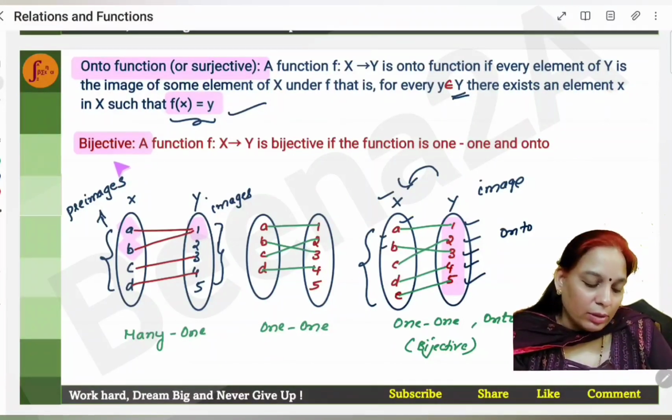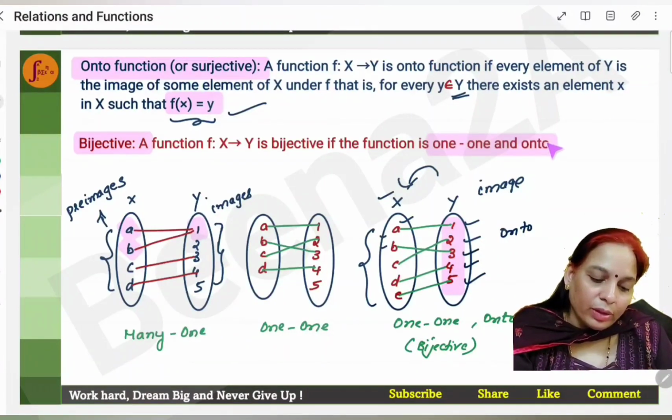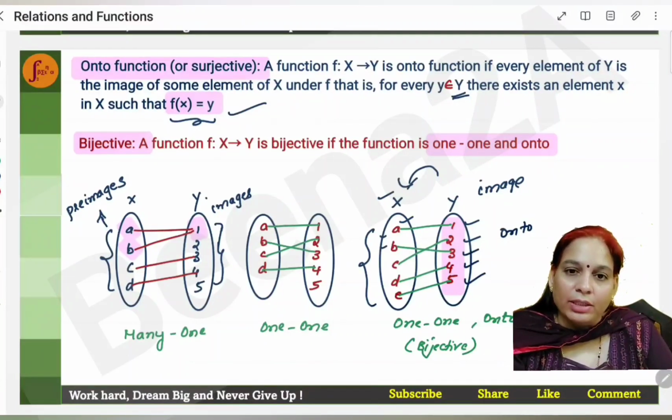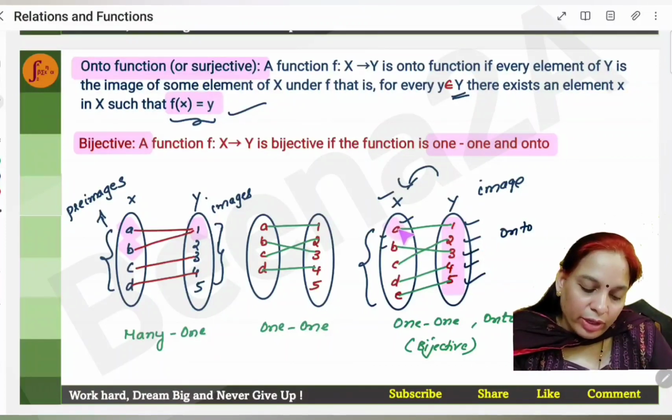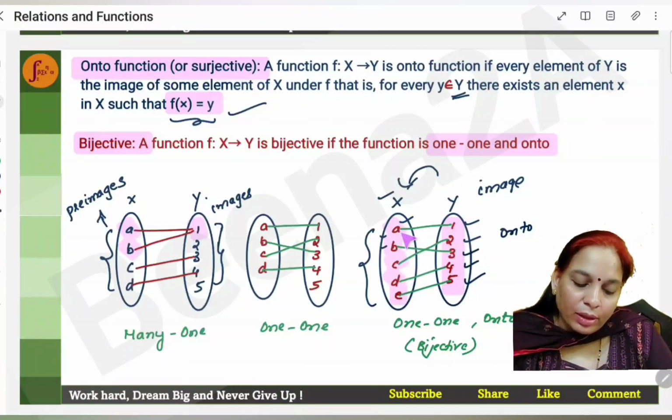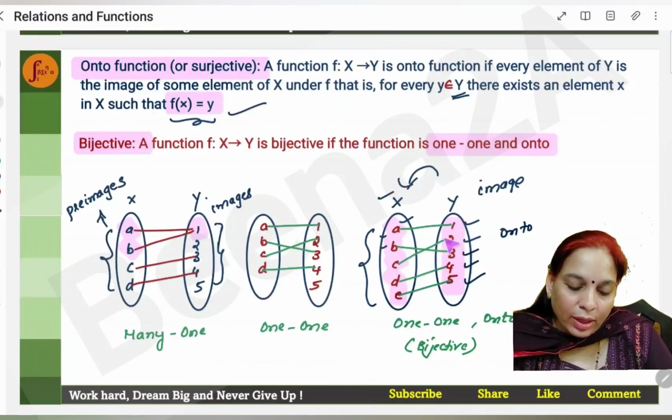Now, what is a bijective function? A function is bijective if it is both 1-1 and onto. So this one is an example. Why is this 1-1? Because every element A, B, C, D, E has a distinct image. A as 1, B as 3, C as 2, D as 4, E as 5. So there are different images for each of these elements in X. It's not repeated. So that's why this is 1-1. Why is it onto? Because all the elements in set Y are mapped to some element in set X.